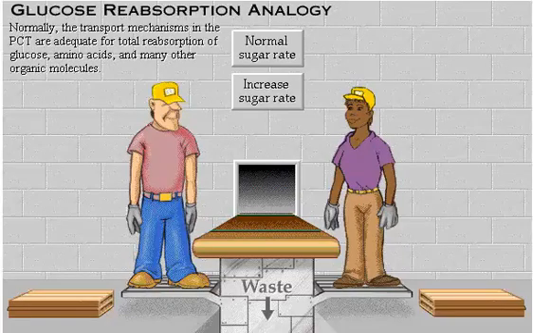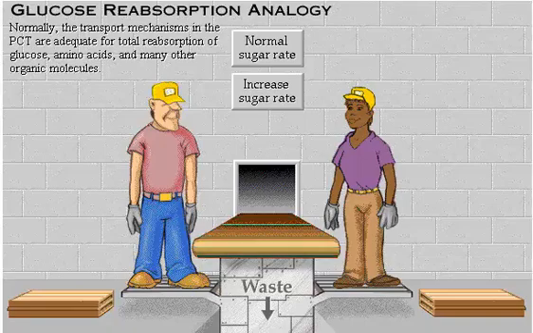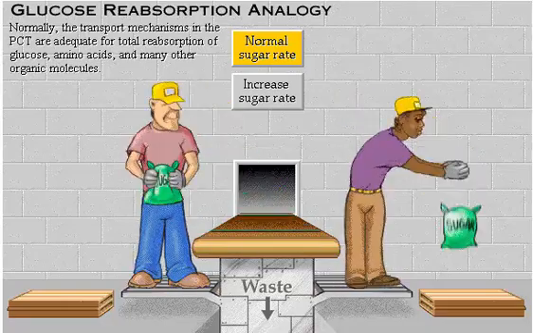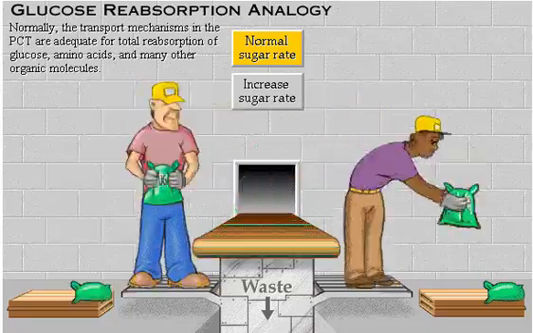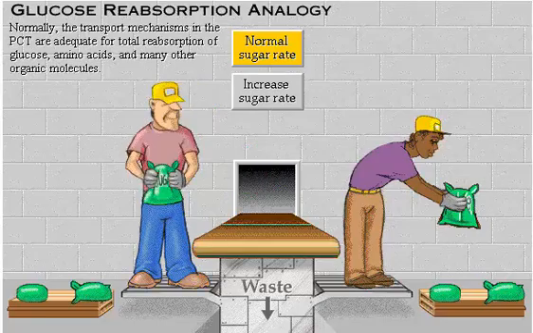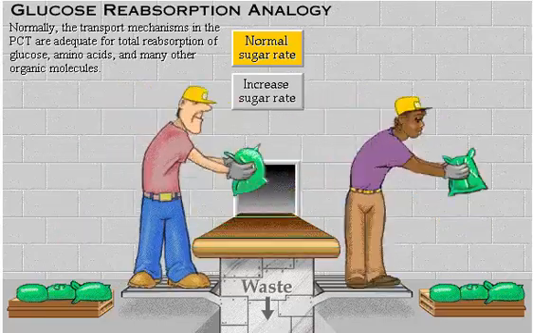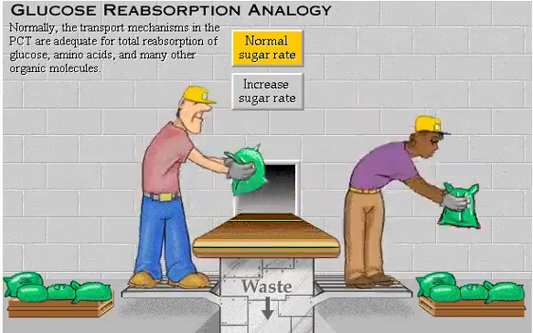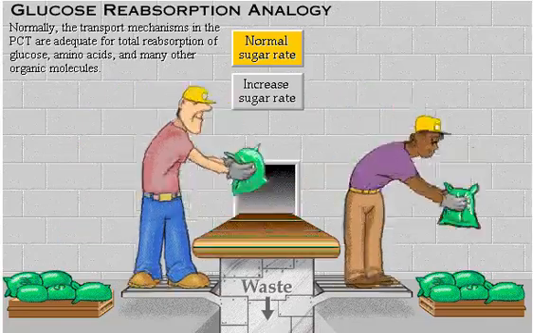The concept of transport maximum is much like this factory analogy. A fixed number of workers is matched to the maximum number of sacks of sugar they can remove from a moving conveyor belt. Under normal conditions, all sugar is removed because the number of workers and their rate of work is adequate to remove all of the sacks from the belt.